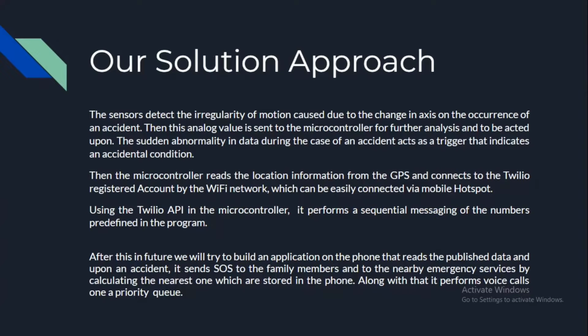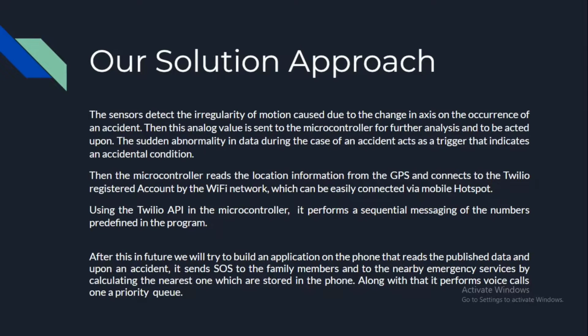Our solution approach is such that the sensors detect the irregularity of motion caused by the change in axis on the occurrence of the accident. Then this analog value is sent to the microcontroller for further analysis and to be acted upon. The sudden abnormality in data during an accident acts as a trigger that indicates an accident condition has occurred.